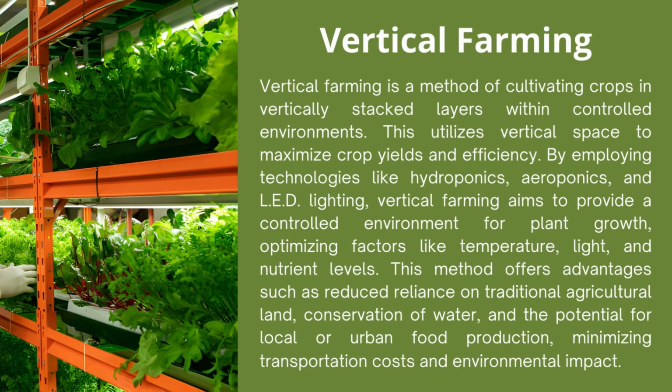Vertical farming is a method of cultivating crops in vertically stacked layers or vertically inclined surfaces, often within controlled environments such as indoor facilities, warehouses, or skyscrapers. This innovative approach to agriculture utilizes vertical space to maximize crop yields and efficiency. By employing technologies like hydroponics, aeroponics, and LED lighting, vertical farming aims to provide a controlled environment for plant growth, optimizing factors like temperature, light, and nutrient levels.